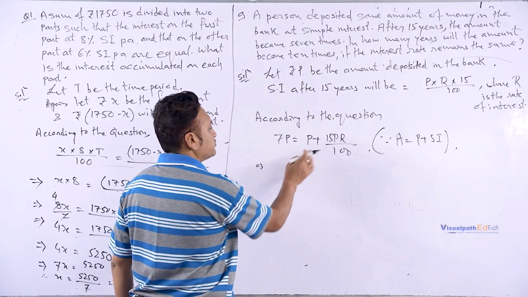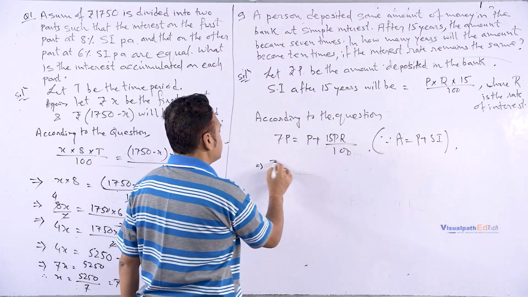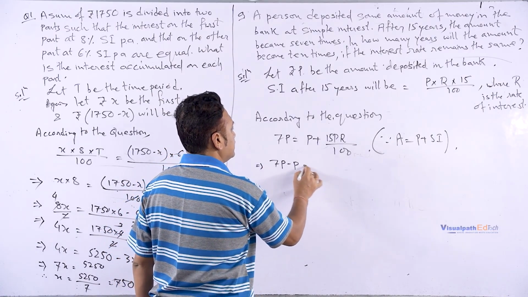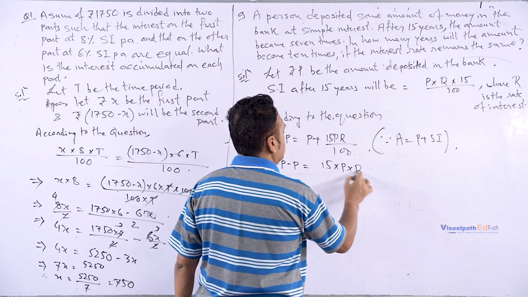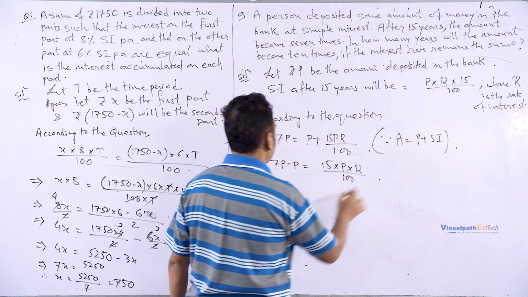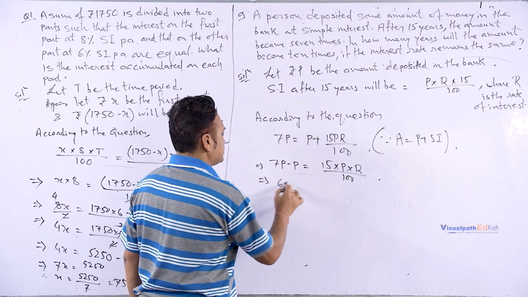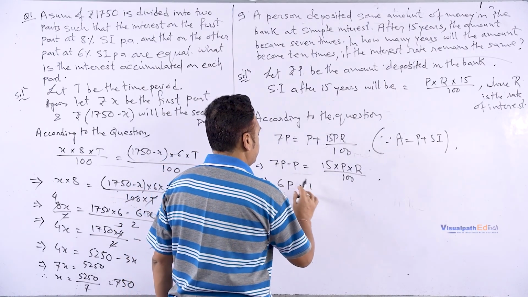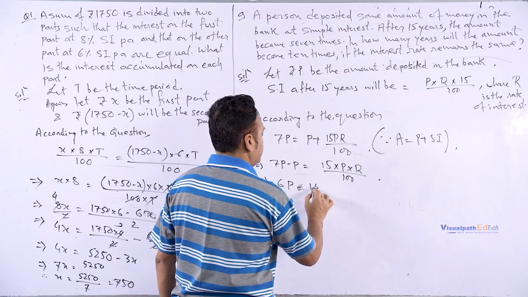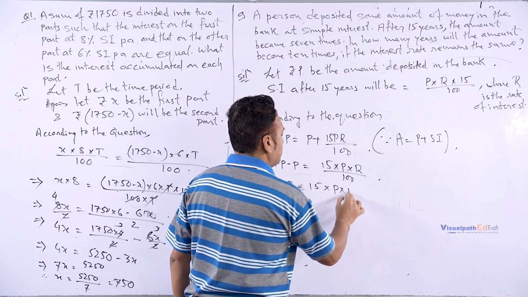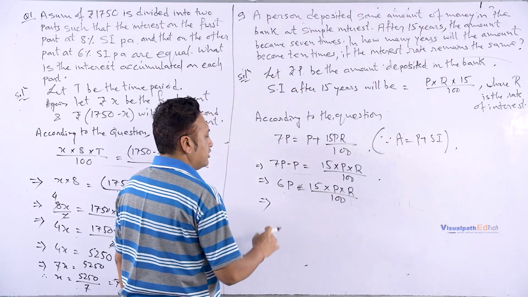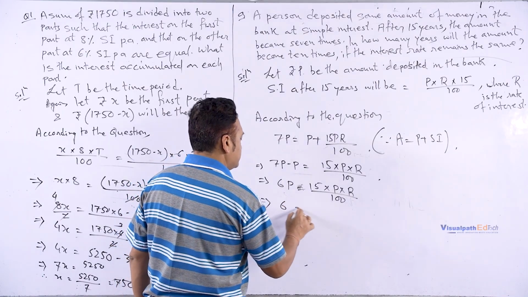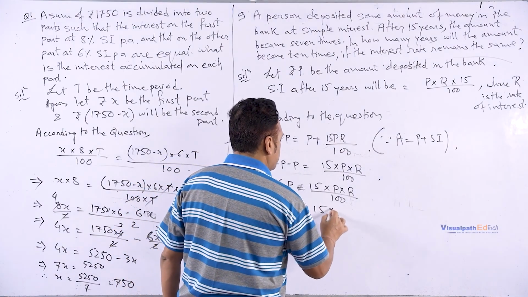Now, if we transpose P to the left hand side, we will get 7P minus P is equal to 15 into P into R divided by 100. Okay. So, this will give you 6P is equal to 15 into P into R by 100. We can cross multiply.